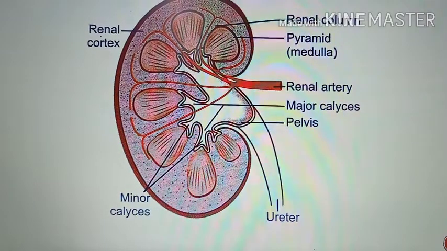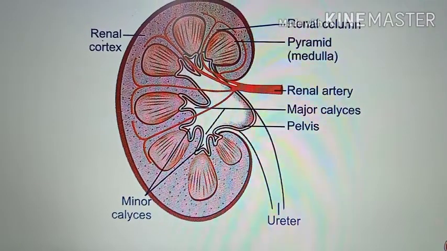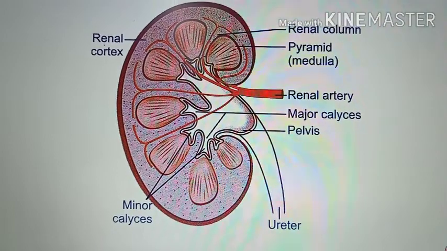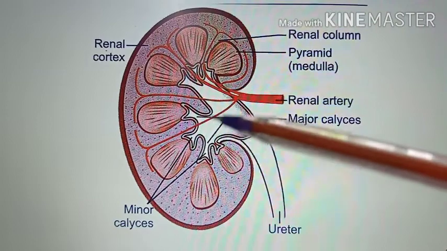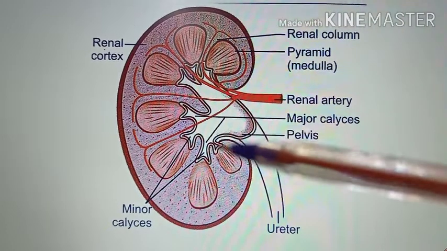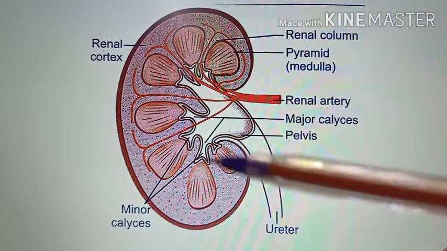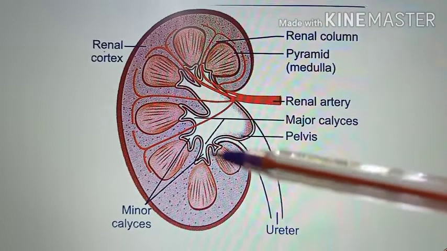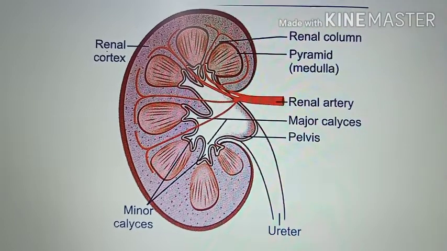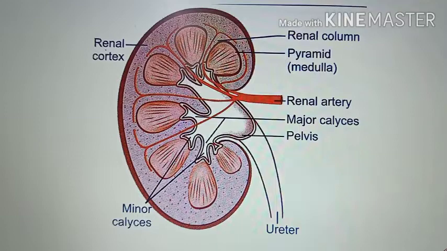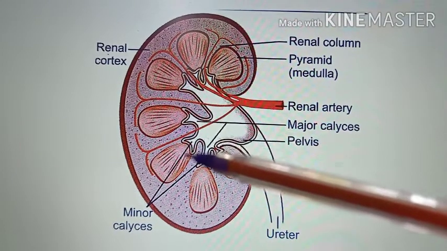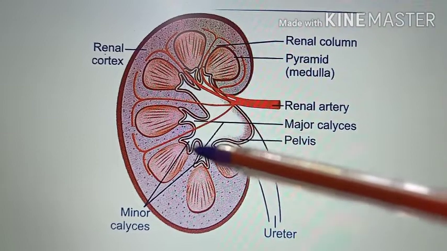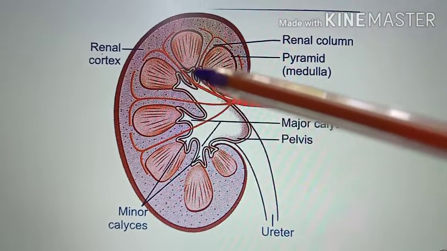Within the renal sinus, the pelvis divides into 2 to 3 parts called the major calyces. These are the major calyces. Each major calyx divides into a number of minor calyces. The end of each minor calyx is shaped like a cup. You can see the shape of the minor calyces, appearing like a cup.